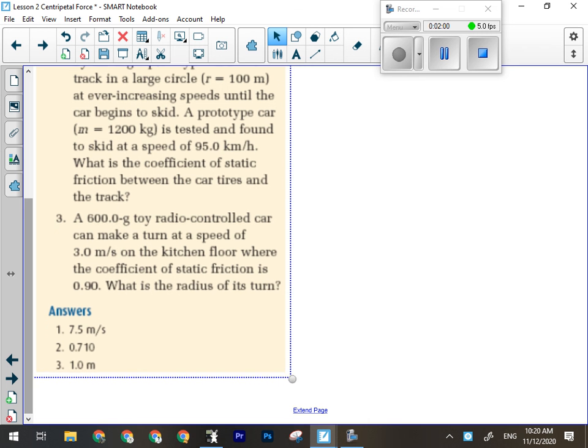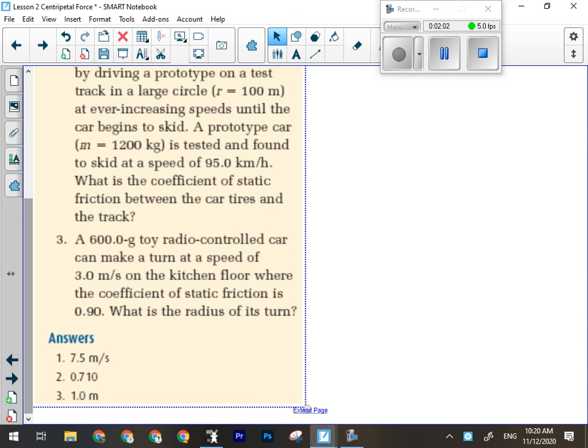Number 3 is just asking you to find the radius. Number 2 is asking what the coefficient of friction was. So you still have an unbanked corner here for this radio control car, right? Keep in mind what units they give you the mass in. I'll give you a couple minutes on that one and we'll go through it.